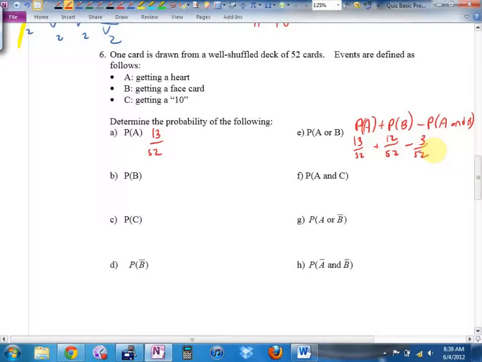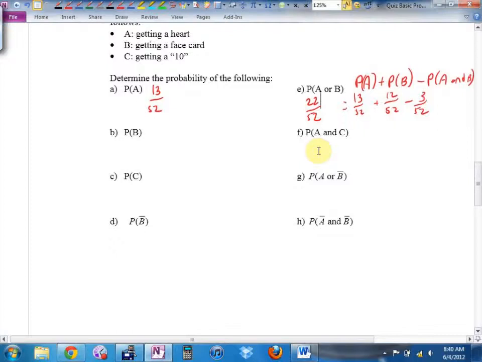What is 13 plus 12 take away 3? Oh, my child. 13 plus... Yeah, there you go. I don't know if I'm sensing that you didn't do the quiz or not, watching you write things down. We'll leave it alone.